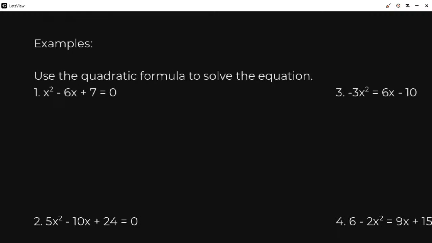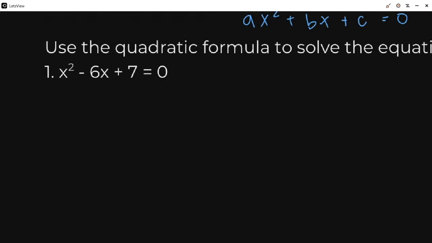Okay, so we're going to use the quadratic formula to solve the equation. Standard form is ax squared plus bx plus c equals 0. So you want to make sure that you set the equation equal to 0 first, and you have all of the numbers on one side. So for the first one, a is 1, b is negative 6, and c is 7. So we can go ahead and plug this into the quadratic equation.